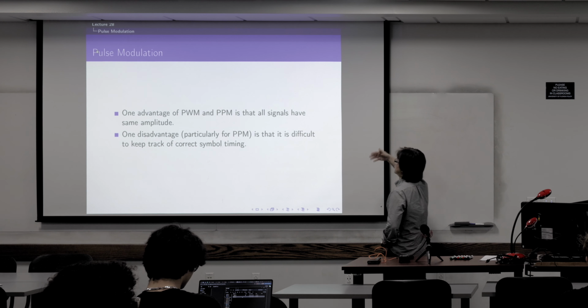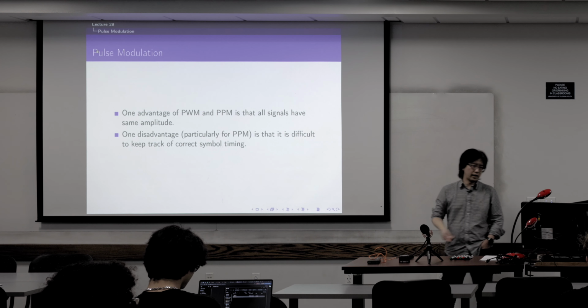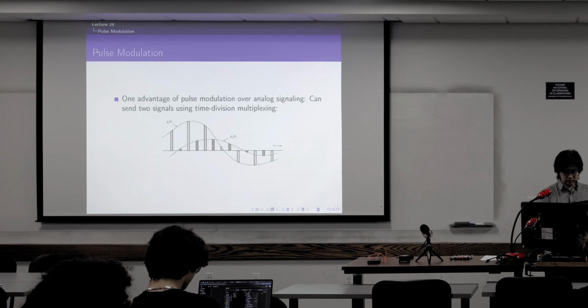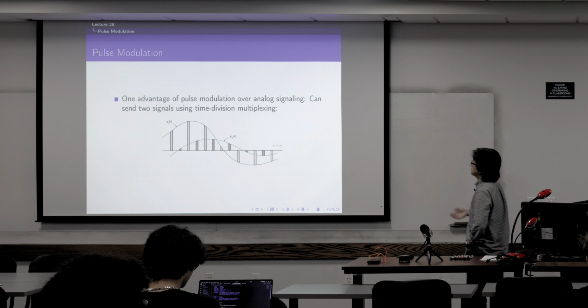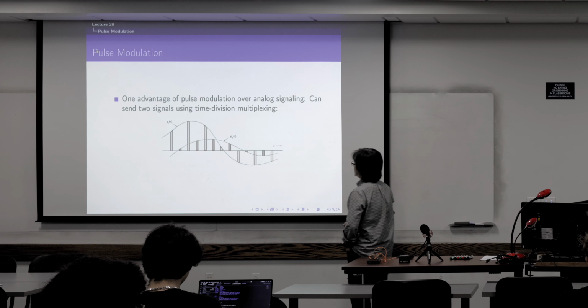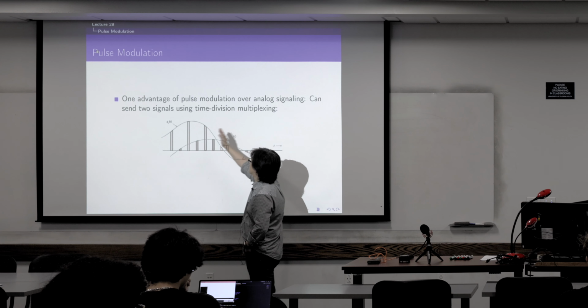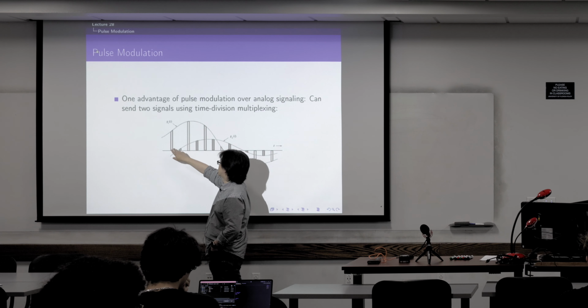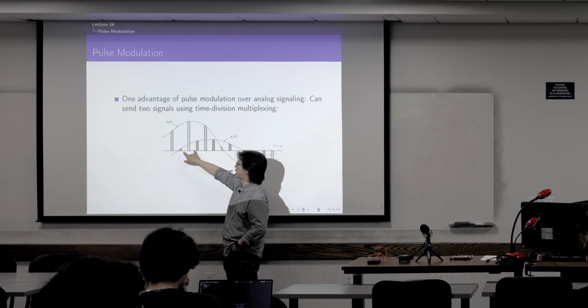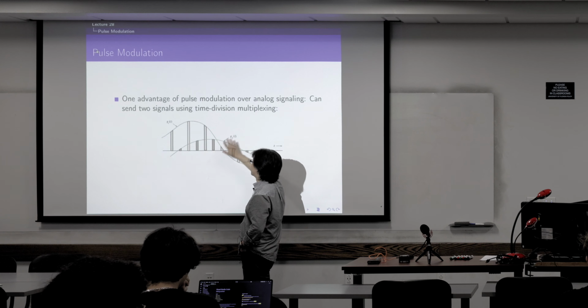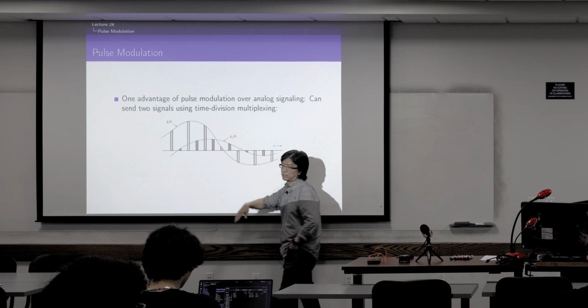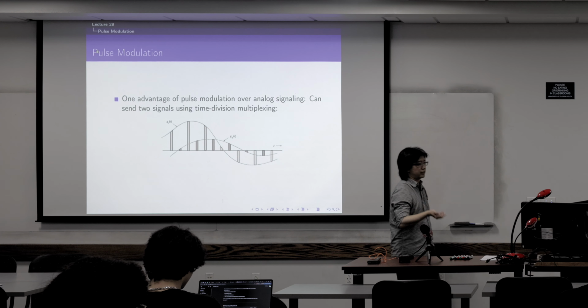There are some advantages and disadvantages of it. You can take a look at that, since we cover that exactly in the class. One advantage of pulse modulation is that now, instead of transmitting the whole continuous signal, we just transmit all the pulses here. Then we can do time division multiplexing. At the same time, we can transmit 2 signals instead of 1, so that can be a very big advantage of it.